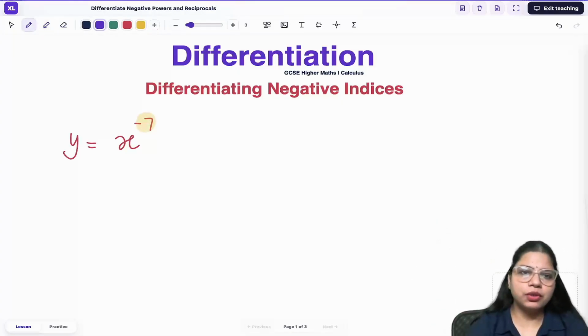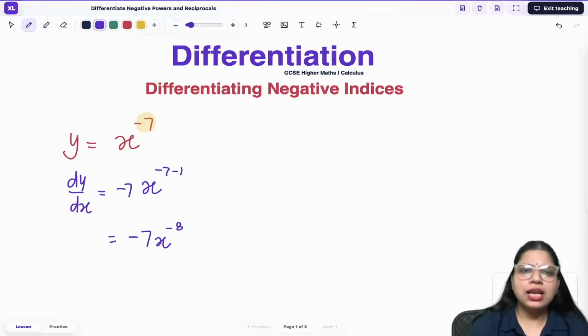So let's see how it goes. dy by dx is minus 7 because that's what our indices is, and reduce the power by 1. That gives us minus 7 x to the power of minus 8. So nothing changes. It's just that we are getting negative numbers rather than positive. That's it. So let's do one more question.